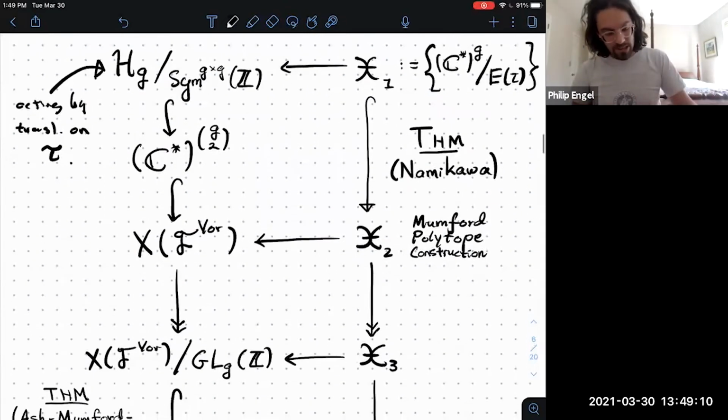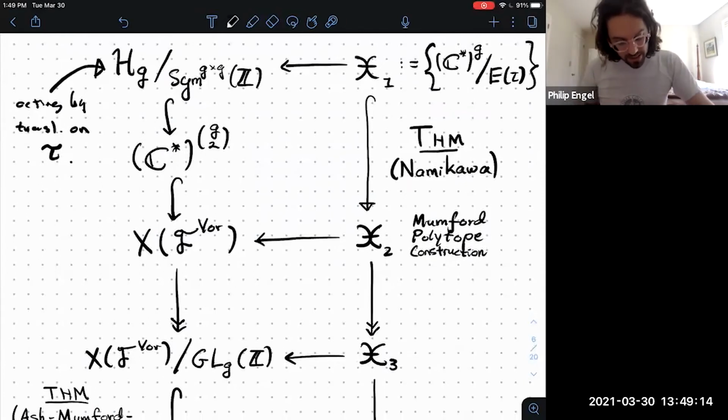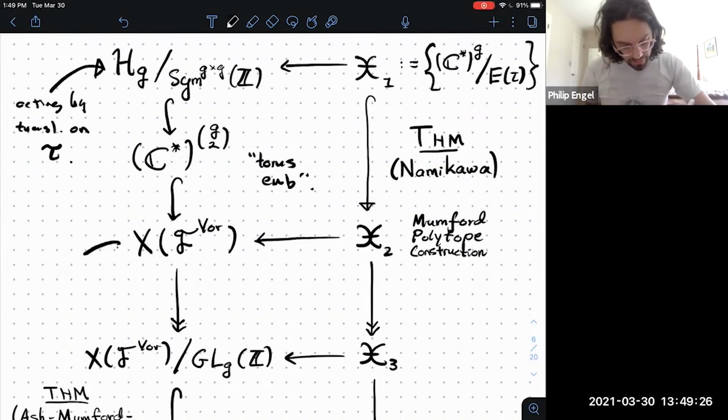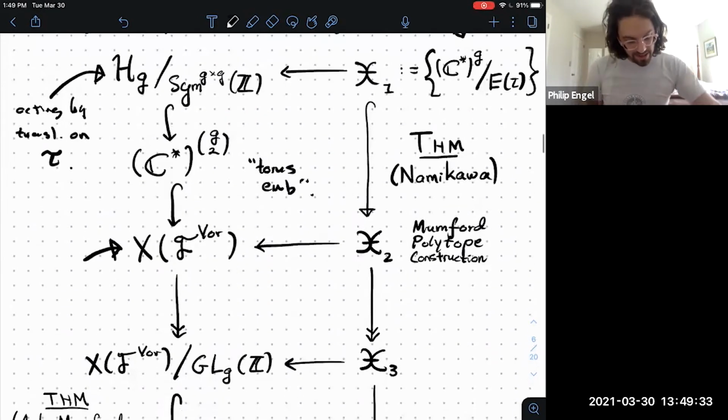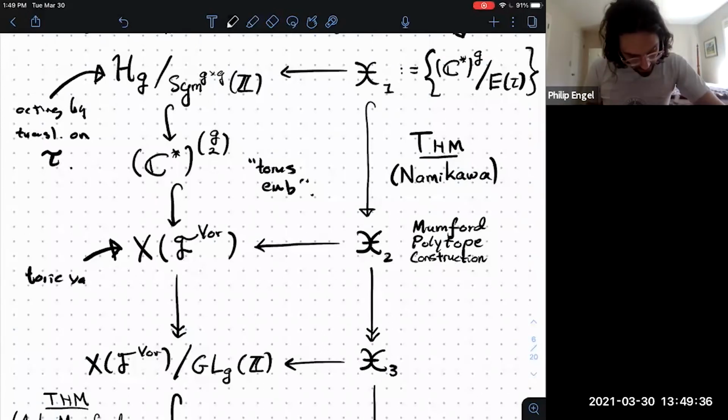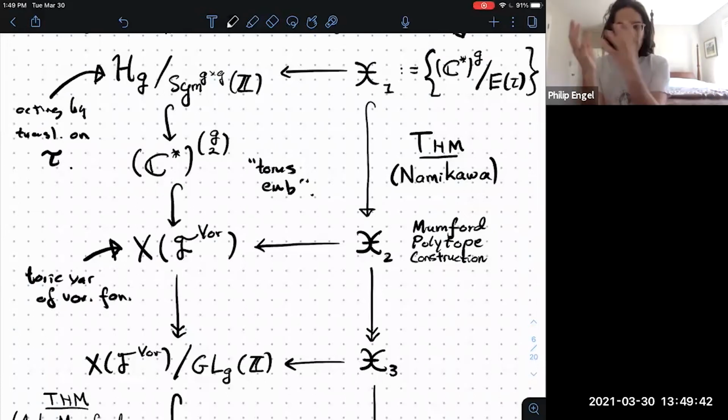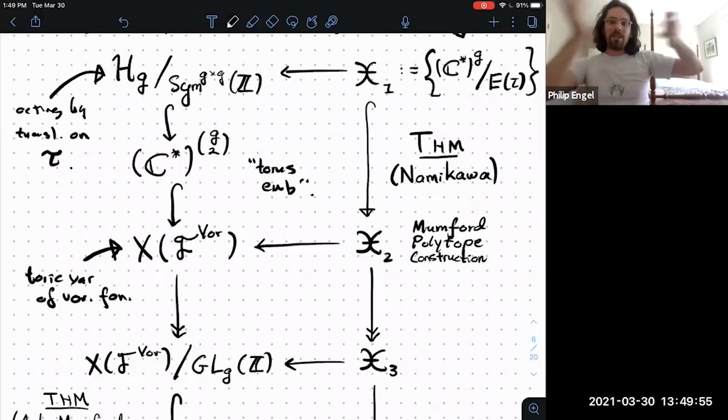And a theorem of Namikawa says that this embeds into (C star)^(g choose 2), this is that torus embedding. And then we can extend this torus by the toric variety of the second Voronoi fan. So this is the toric variety of the Voronoi fan. I know it's slightly confusing because there are toric varieties appearing on the base, in A_g, and there are toric varieties appearing in the fibers. But that's the beauty of the abelian variety case, that the base and fibers have a combined toric description.